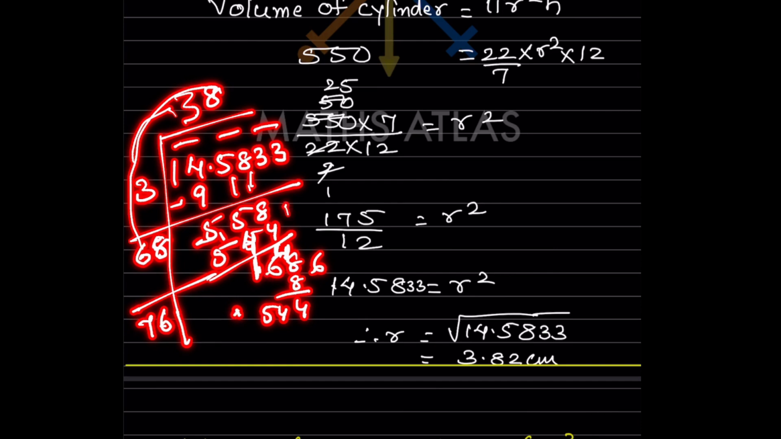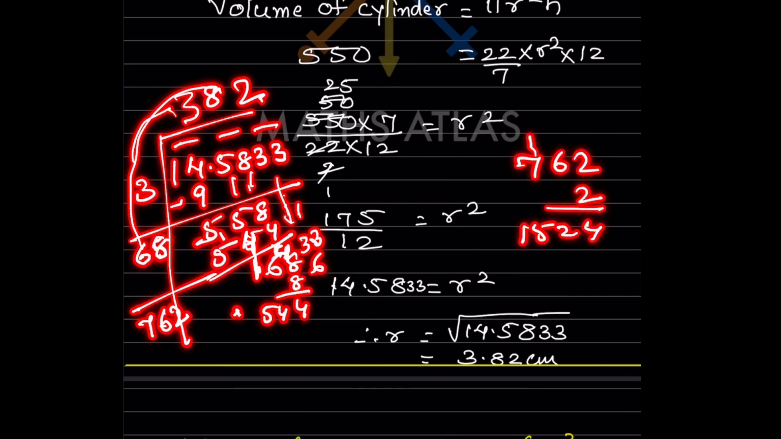Again you have to take this 2 down. So you are going to put here 2 and 2. And just check, 762 2s are 1524. So again there will be some remainder. So what are we going to do?